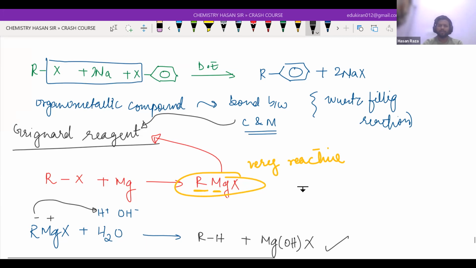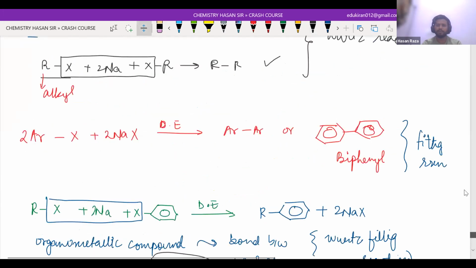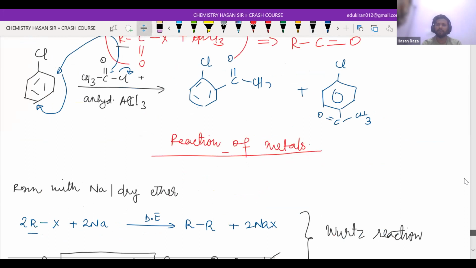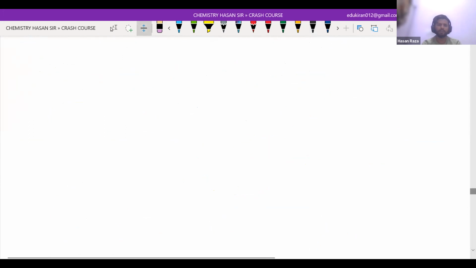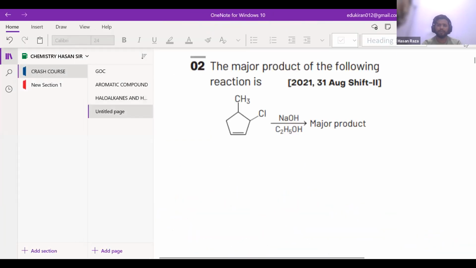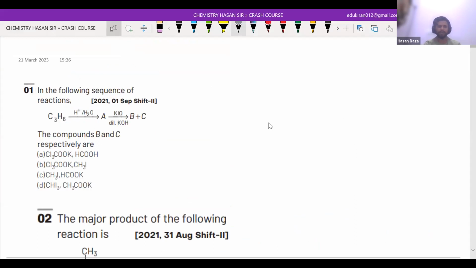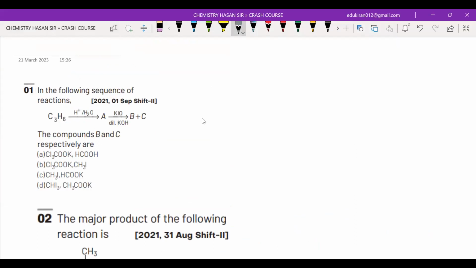Very good. So this was the concept of this chapter. Basically, it's very easy. Now we need to do the PYQs. I had added very few questions, only 2 questions and some questions somewhere else. So please do this first.